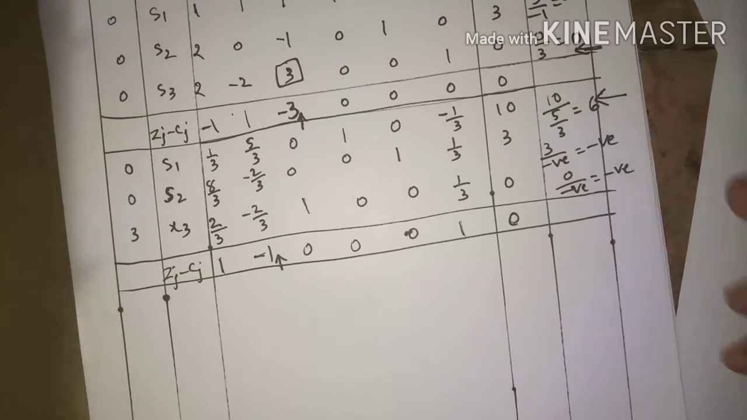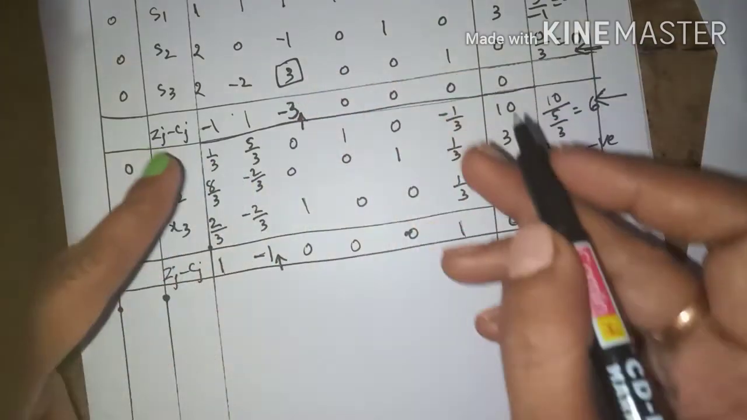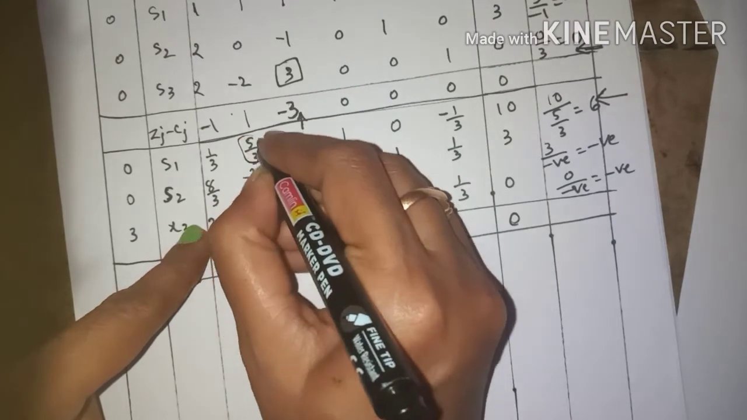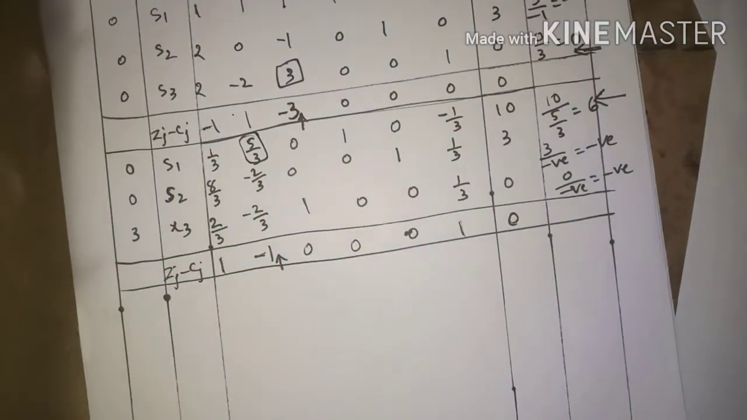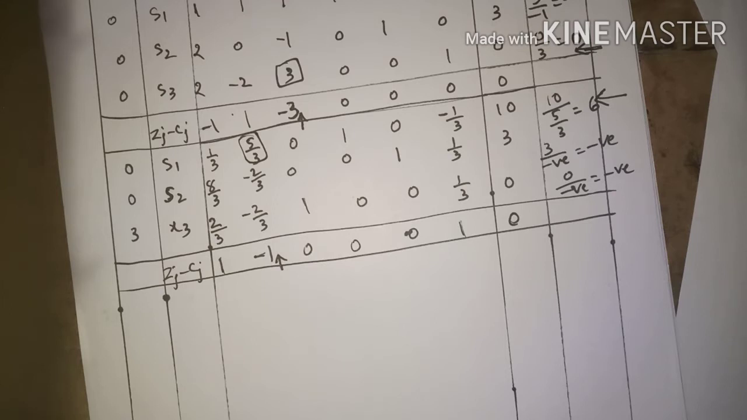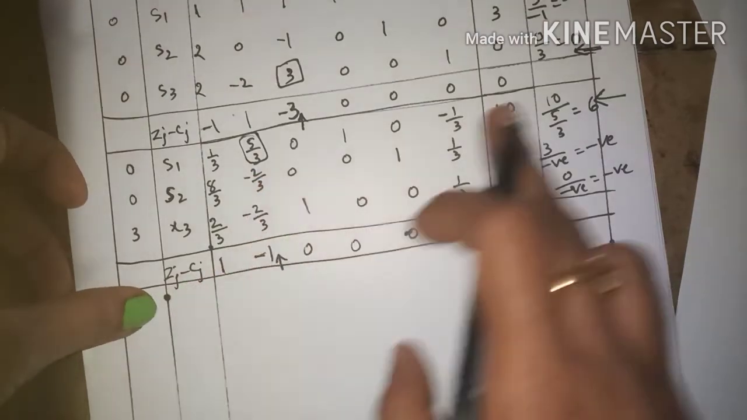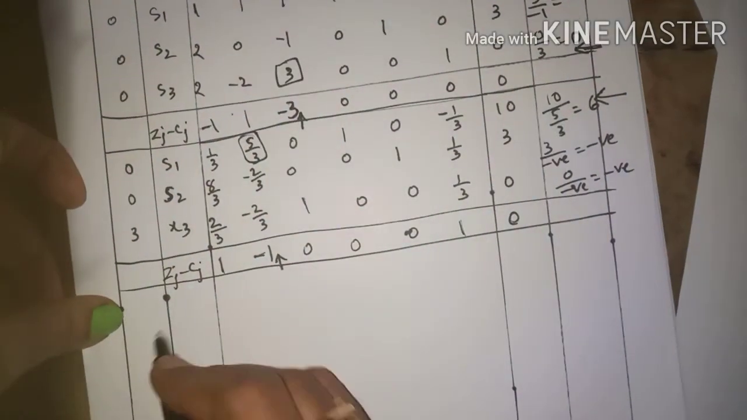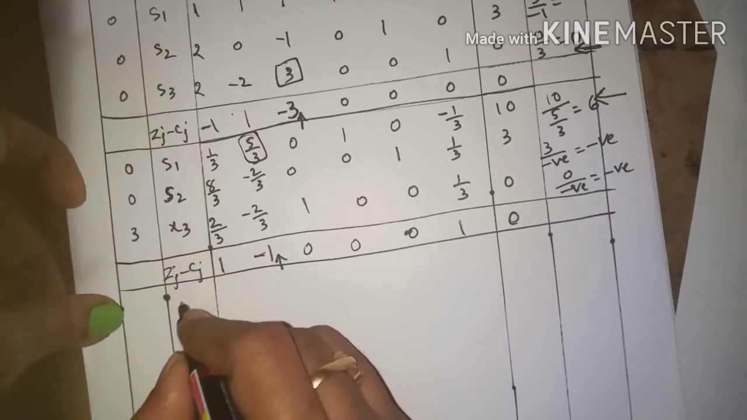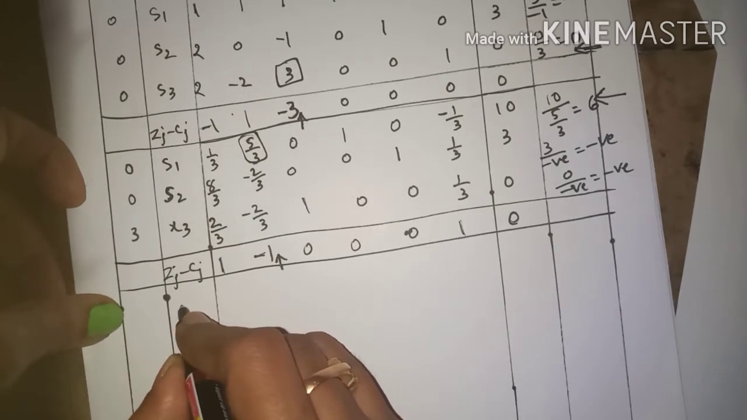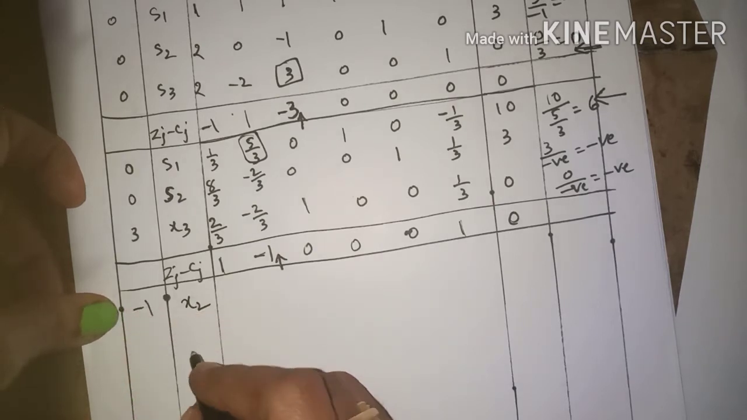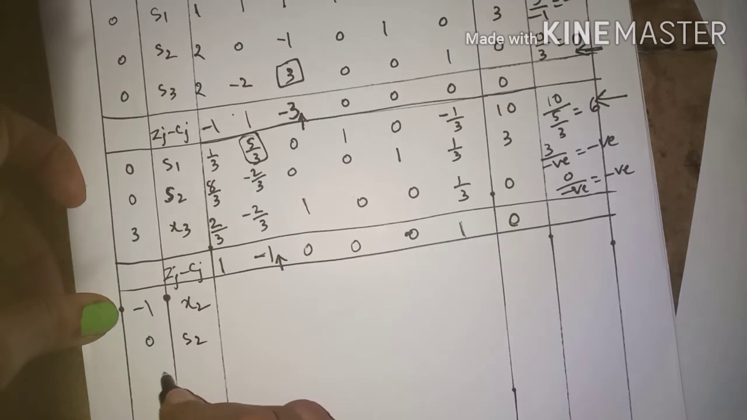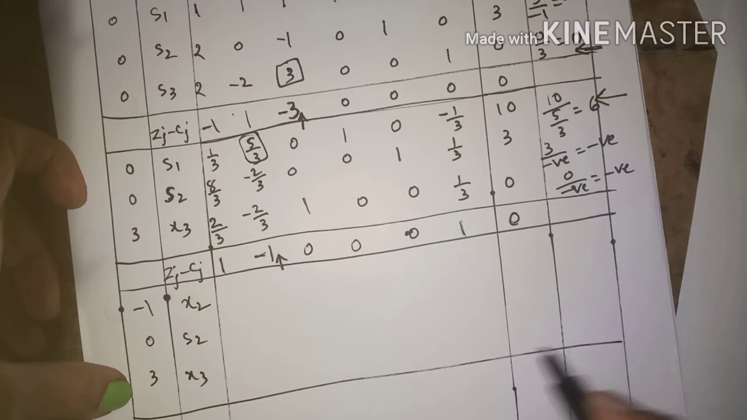Now I choose this 6. Now the coinciding value is 5 by 3. That is the pivot element. 5 by 3 is the pivot element. And if you come like this, S1 is the leaving variable, whereas X2 is the entering variable. S1 is leaving, that's why we will leave S1 and we will enter X2. Above X2 how much is there? Minus 1 is there. I enter the value and 0 S2 I will write as it is. This 3 x3 as it is I will write, and one more line I will draw.